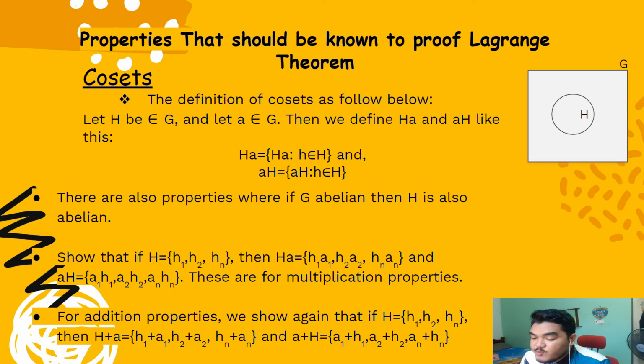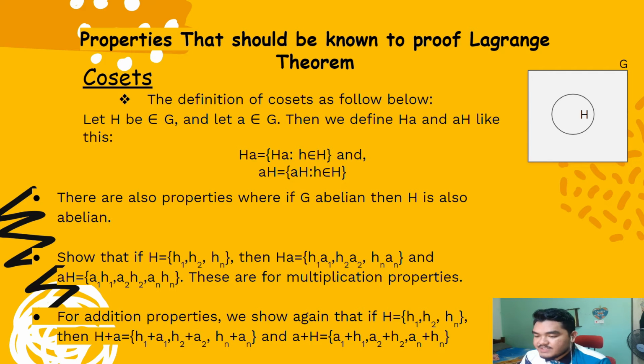There are also properties where if G is abelian, then H is also abelian. Show that if H equals H1, H2, and Hn, then HA is also equal to H1A, H2A, and HnA. And AH equals AH1, AH2, and AHn. These are for multiplication properties.